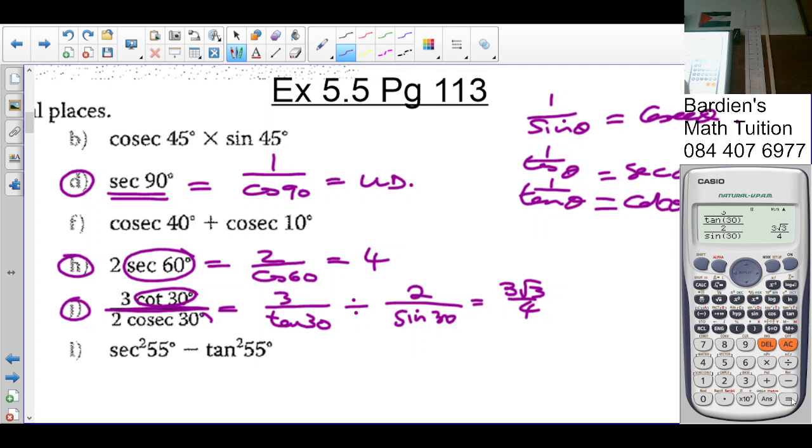Anything else? All right. So now we're going to look at Google Drive. Now we dealt with this, reciprocals. Solving right angle triangles. That's your next heading, solving right angle triangles.